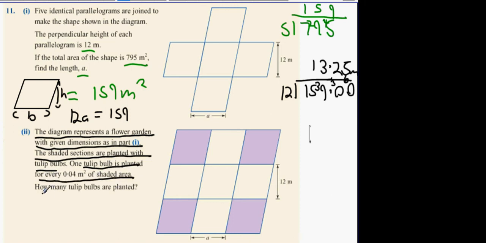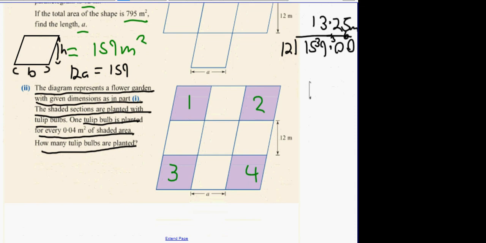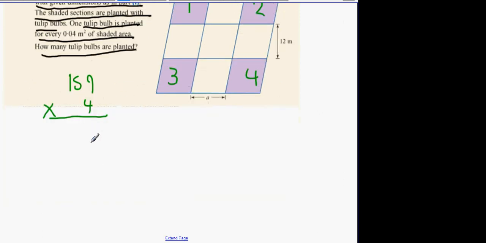Okay, Jan. Part 1 is how do we figure out what all of these parallelograms add up to. How would you do that, Jan? Well, we know that the four are each 159 meters squared. So 159 multiplied by 4. 4 times 9 is 36, write 6 carry 3. 4 by 5 is 20 plus 3 is 23. 3 carry the 2. 4 by 1 is 4 plus 2 is 6. 636 meters squared.